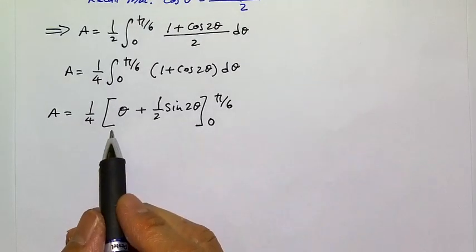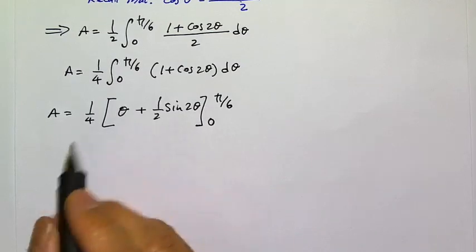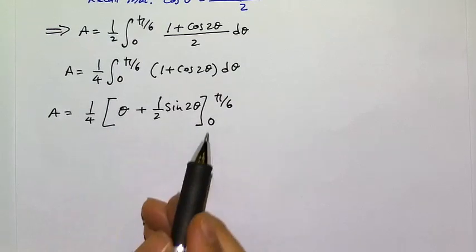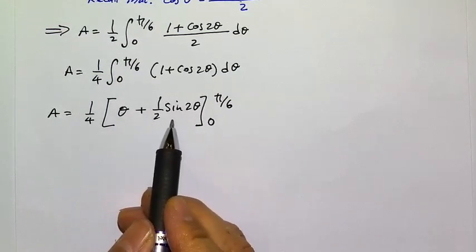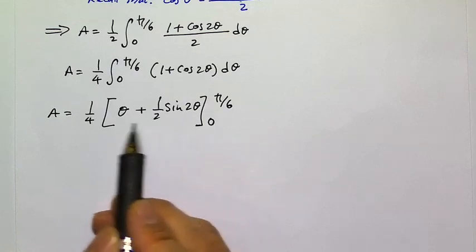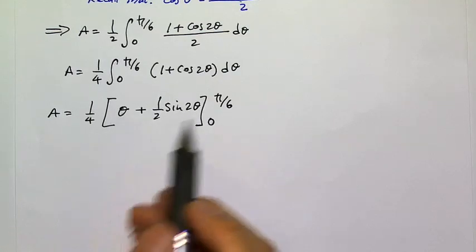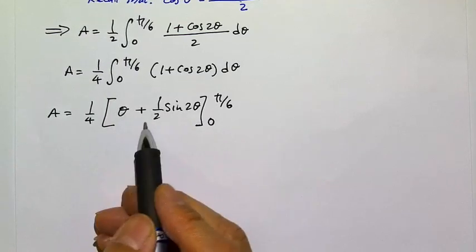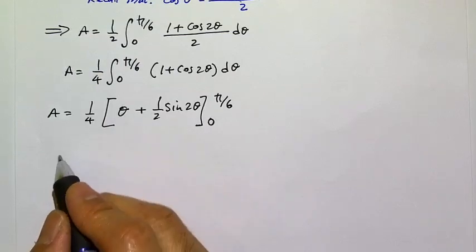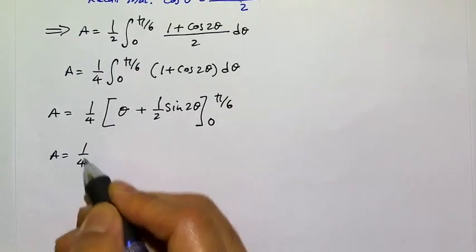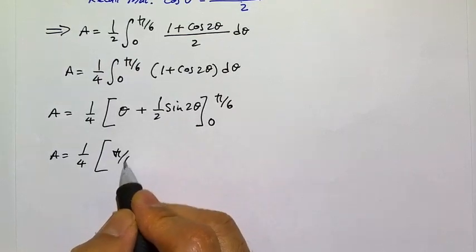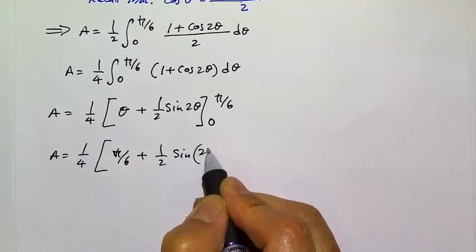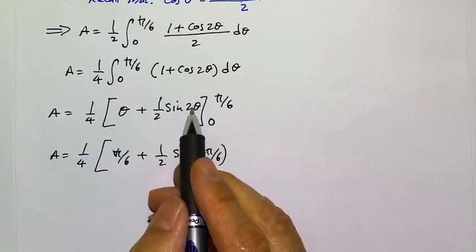Okay, so let us evaluate this inside of this bracket at theta equals pi over 6 and then theta equals 0. Notice that for 0, both terms drop out, right? Sine of 0 is just 0, theta 0 is 0. So only for pi over 6, we're going to have some non-zero value for these two terms. So we have the area equals pi over 6 plus 1/2 sine 2 pi over 6, right? This 2 times that.